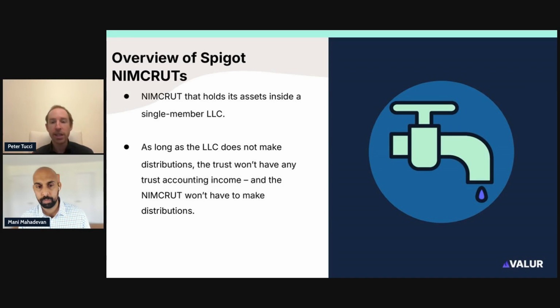Instead of distributing, like in the example where you have an index fund that's generating 2% dividends each year, with a normal NIMCRUT you'd be distributing 2% a year. With a Spigot NIMCRUT, because the dividends would be inside of an LLC, there wouldn't be any distributions unless you wanted to make a distribution. There'd be zero trust accounting income, and so there would just be no distributions. You could go 10 years potentially without a single distribution from the trust.